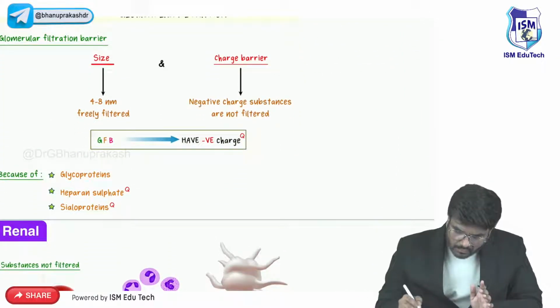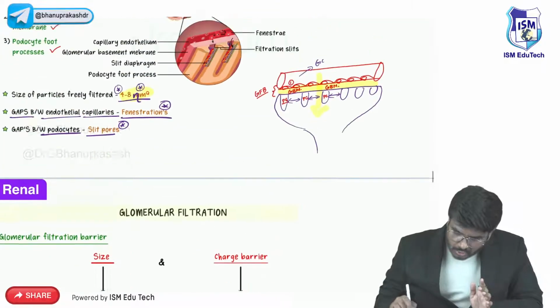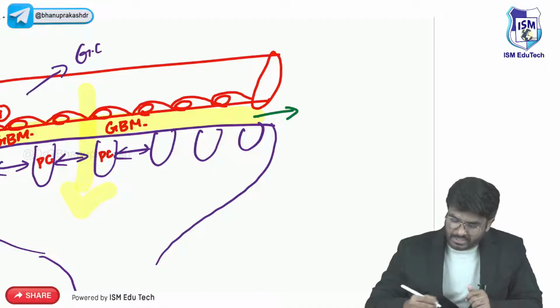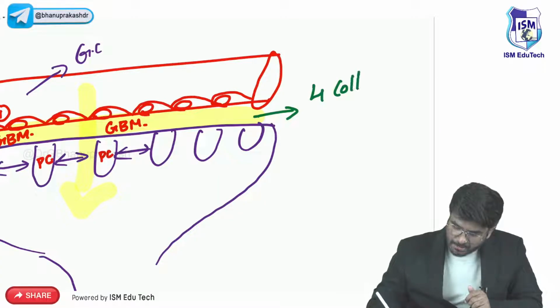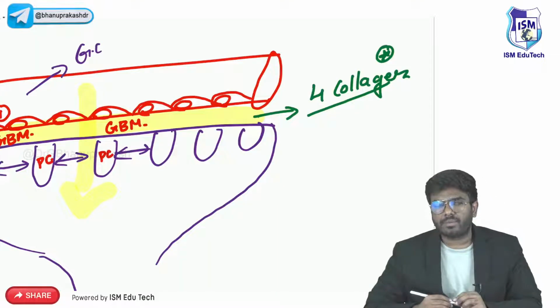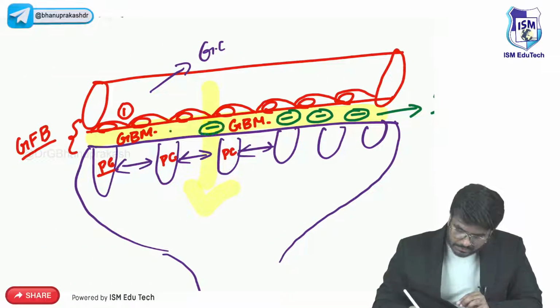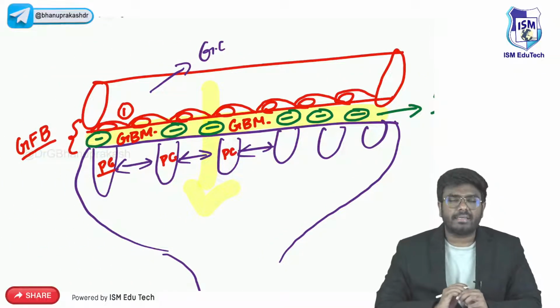Now, after that, one more point which I want you to know is that this glomerular basement membrane, this yellow color substance which I have shown you, is made up of type 4 collagen. Okay, before going to the exams, you should know this. The glomerular basement membrane is made up of type 4 collagen, and it has which charge? Negative charge.